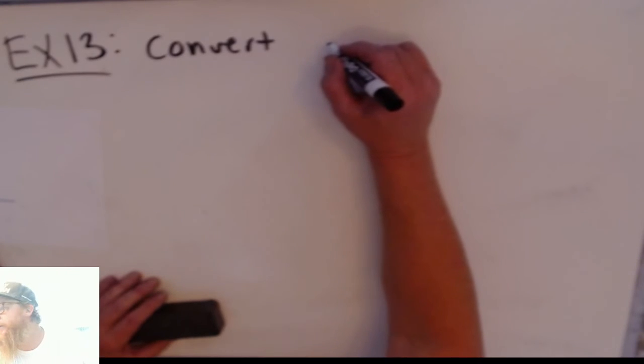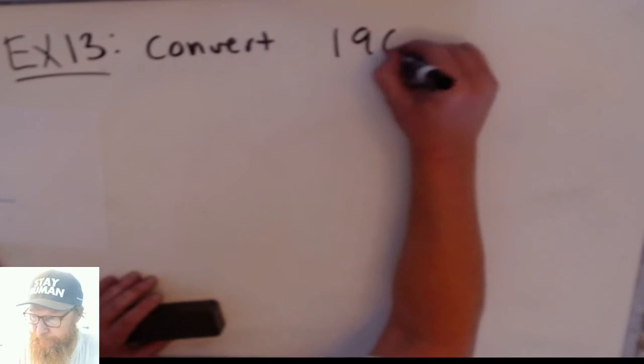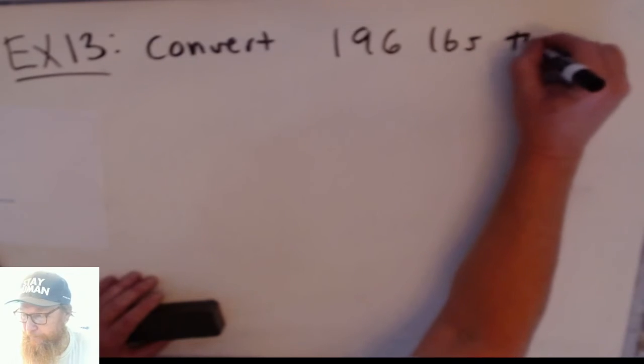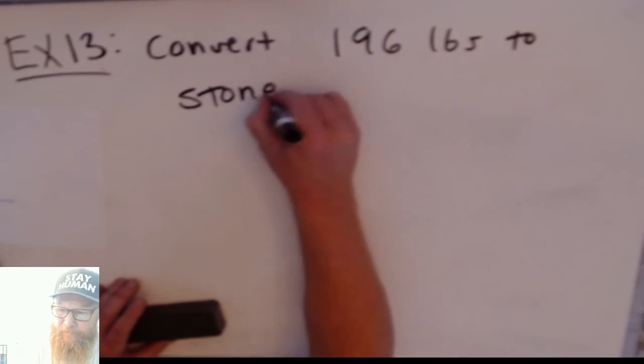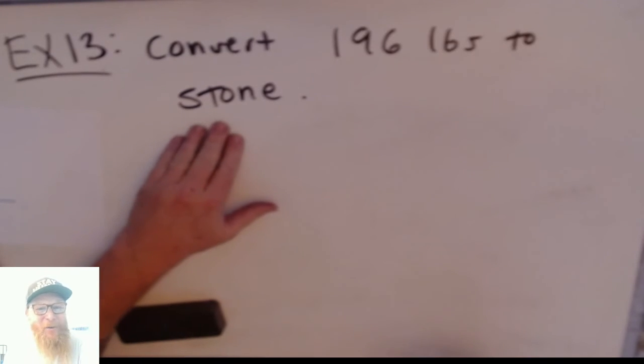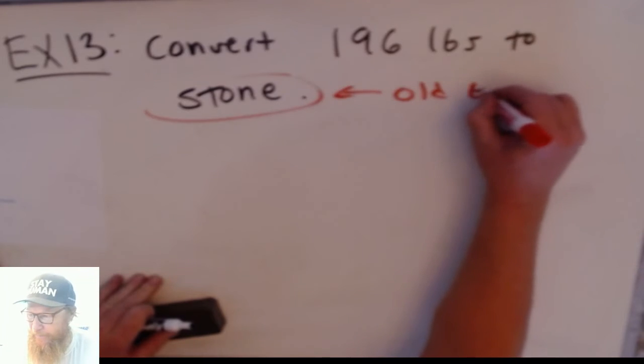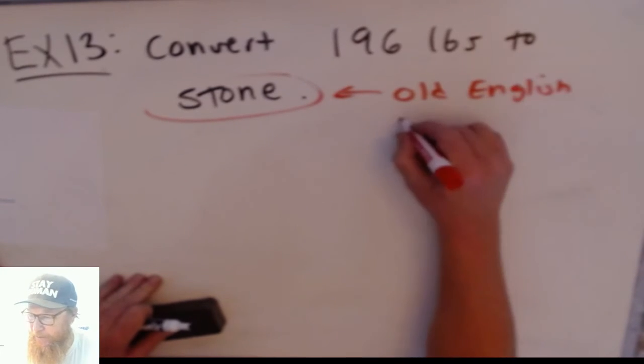What's the next one I want to do? Oh, this is one you might not have heard of. Stone. Stone is an Old English unit of measure.